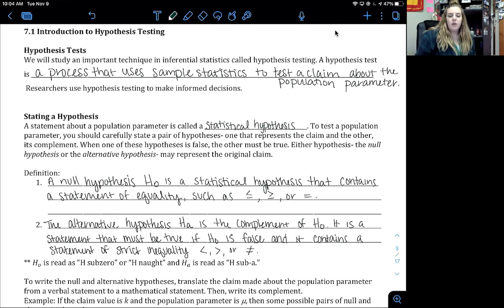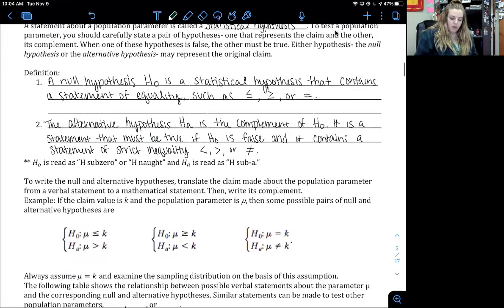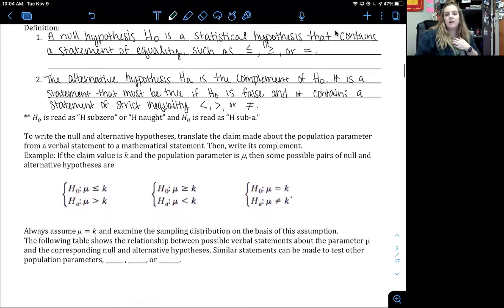Okay, so our null hypothesis is read as H sub 0 or H naught, and our alternative hypothesis, H sub A. Okay. So when we write the null and alternative hypothesis, we translate the claim that's going to be written in your description or your problem, and we're going to translate it into a mathematical statement. Okay. And then you're going to determine, okay, is that equality or inequality? So is that our null or our alternative hypothesis? And then write its complement. So that way we can write both the null and the alternative.